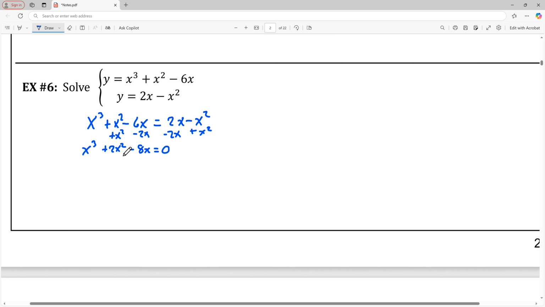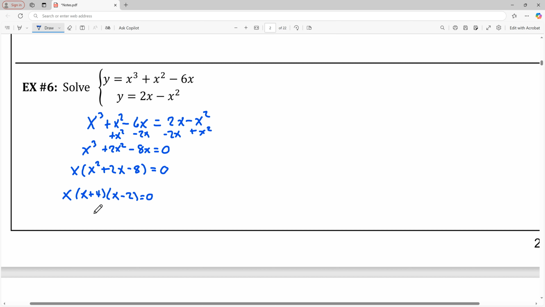From here, I'm going to look for a greatest common factor. I have x cubed plus 2x squared minus 8x. I think I could factor an x out of all 3. We end up with x times x squared plus 2x minus 8 is equal to 0. This factors, so we get x times x plus 4 times x minus 2 is equal to 0. And almost done.